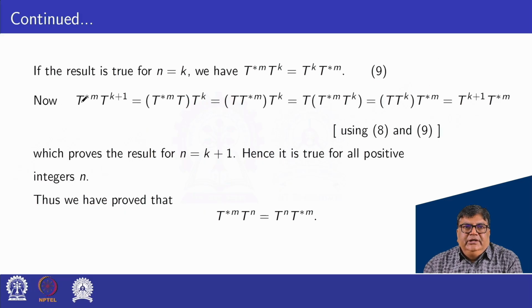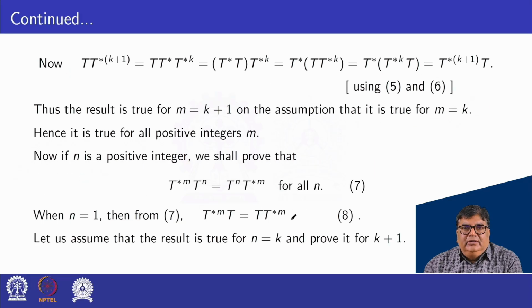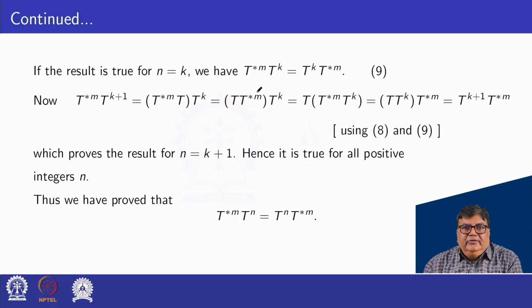Now, T*^m into T^(k+1). This can be written as T*^m into T into T to the power k, that is T^k. So T*^m into T can be written as T into T*^m using equation 8. So this can be written as T into T*^m into T^k.